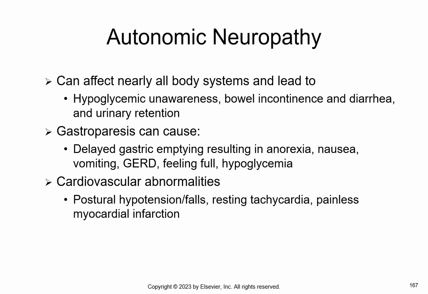Then we look at autonomic neuropathy. It can affect nearly all body systems and lead to hypoglycemic unawareness, bowel incontinence, diarrhea, and urinary retention. Gastroparesis, which is delayed gastric emptying, is a complication of autonomic neuropathy that can cause anorexia, nausea, vomiting, gastroesophageal reflux, and a persistent feeling of fullness. Gastroparesis can trigger hypoglycemia by delaying food absorption.